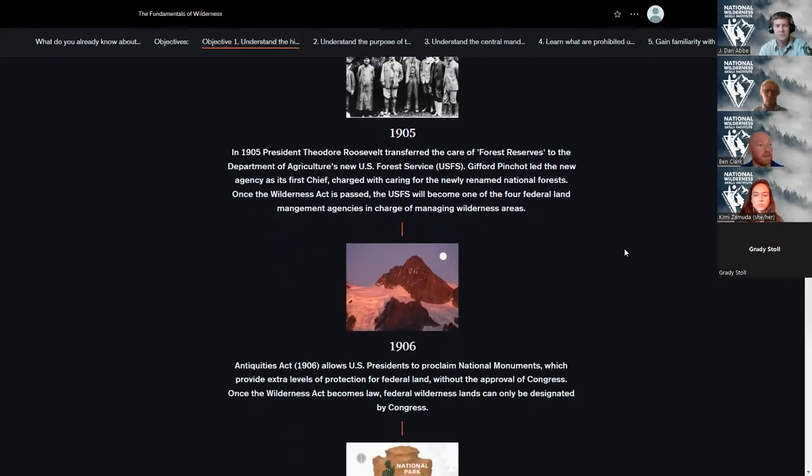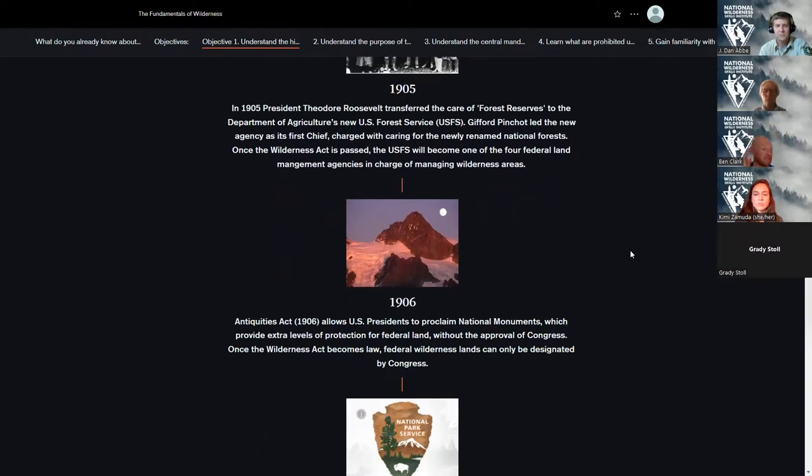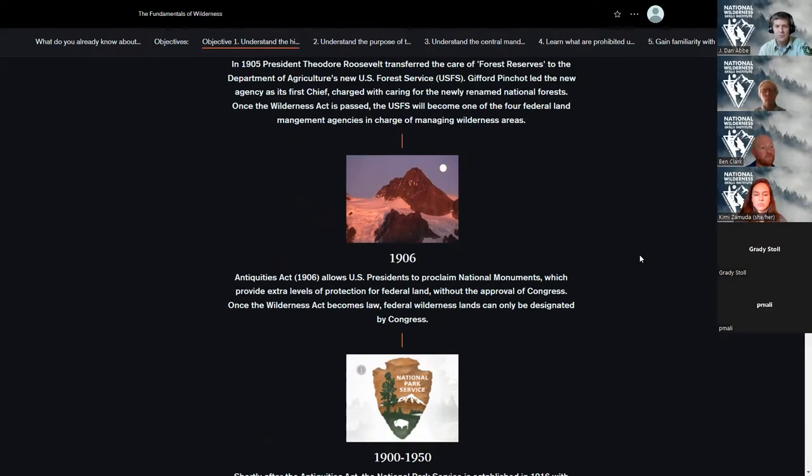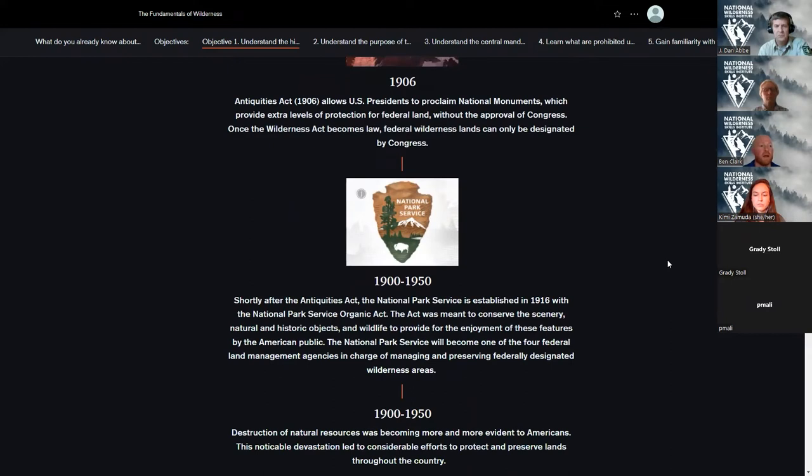And once again, keeping with the theme of protecting lands, the Antiquities Act in 1906 allows U.S. presidents to proclaim national monuments, which provide an extra level of protection for federal land without the approval of Congress. Now, this is important because once the Wilderness Act becomes law, federal wilderness lands can only be designated by Congress. So shortly thereafter, we have the National Park Service Organic Act, which establishes our National Park Service in 1916. And yep, it will be our third of four federal land management agencies in charge of managing wilderness.